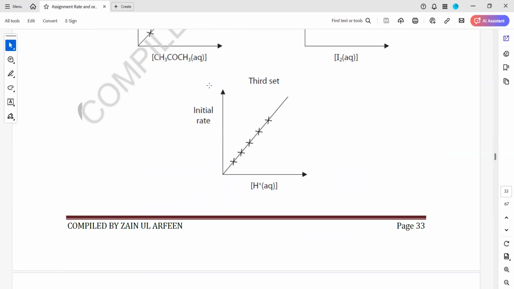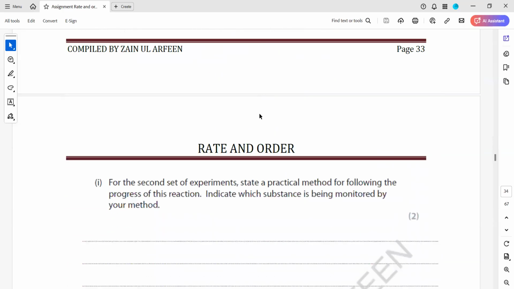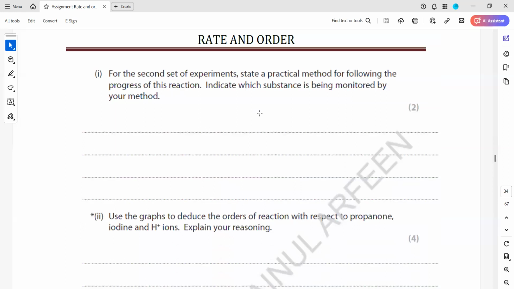In the concentration-time graph for second order, the half-life varies: initially it's shorter, then it becomes longer. If it was first order, the half-life will be constant. For the second set of experiments, state a practical method for following the progress of this reaction. Indicate which substance is being monitored by your method.